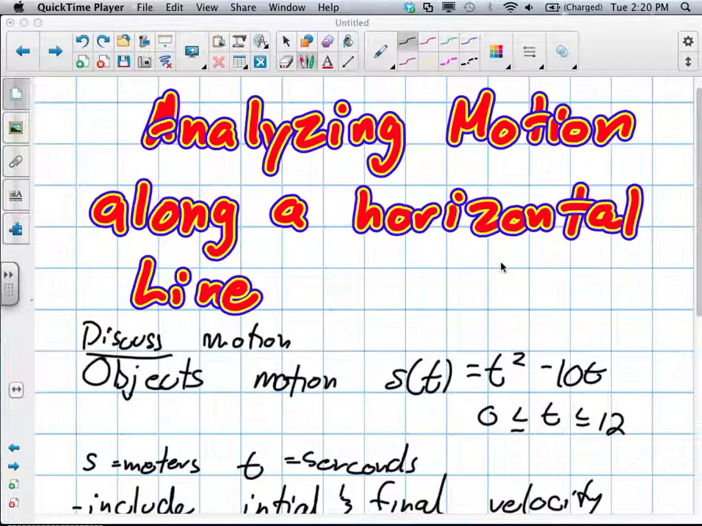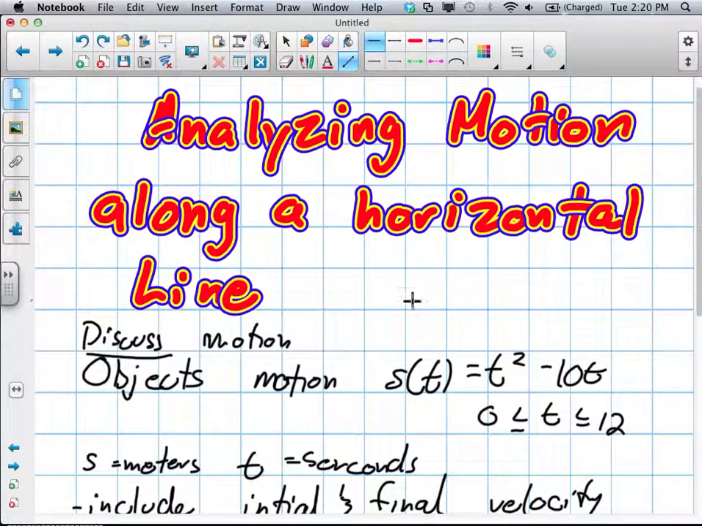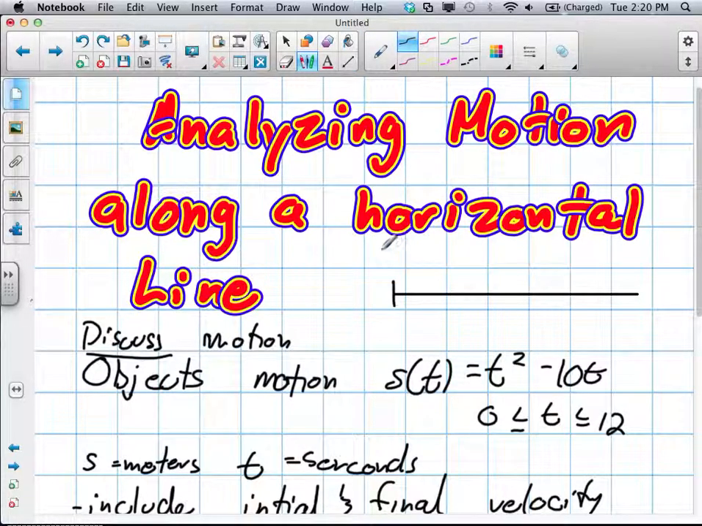Okay, we're analyzing motion along a horizontal line. So in this question, though I haven't written it in words, they tell us that some object is on a horizontal line, which we know that's going to mean deals with left and right.